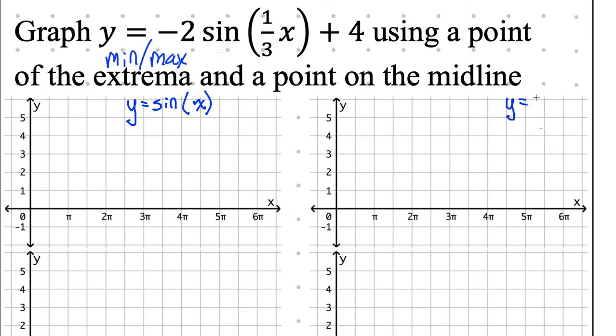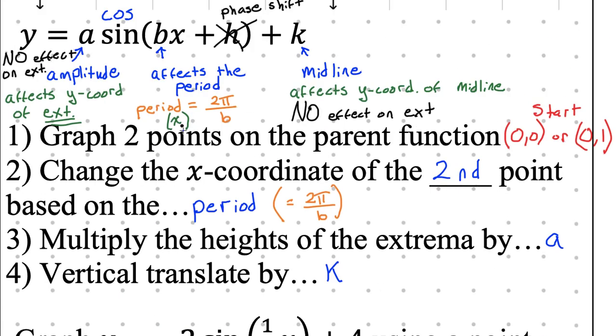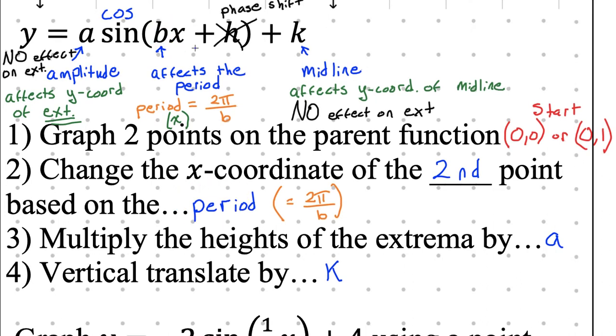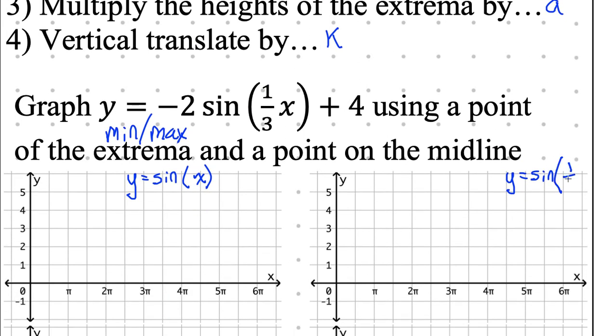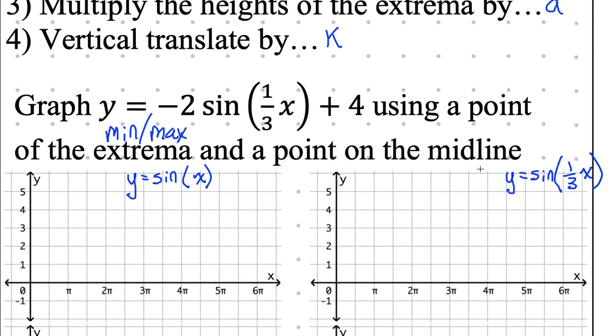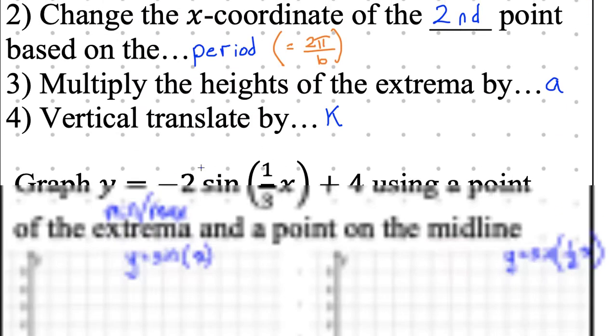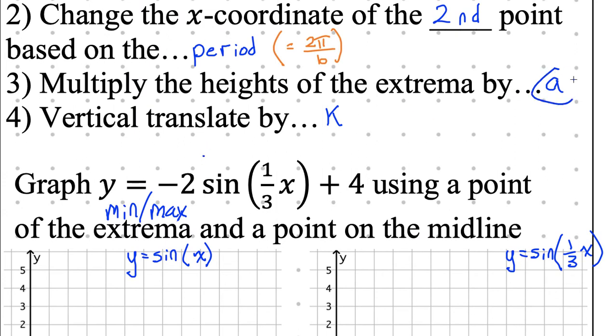Y is equal to sine of, well, step number 2 is the period. So if I'm including the period, that means I'm going to have some sort of b, some sort of number out front. The number out front is 1/3. So instead of sine of x, it's sine of 1/3 of x. That was step number 2. And then here comes step number 3. Step number 3 includes the a out front. So I'm doing the same thing, but with that -2 out front.